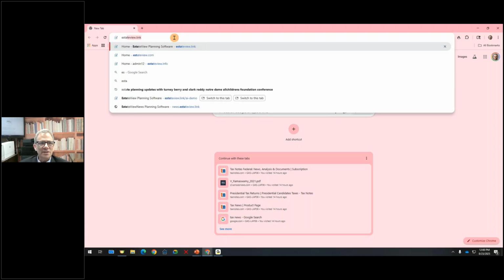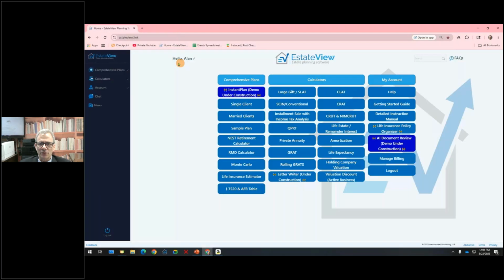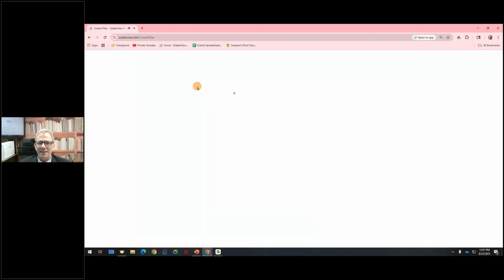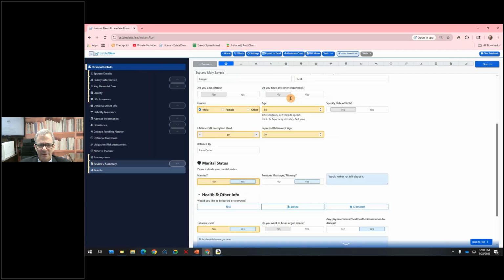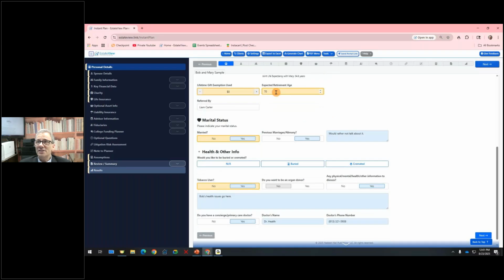So I'm going to go back to EstateView.link, run a second version, and I'm going to go to Instant Plan. And I'm going to concentrate on the intake questions that will fuel my calculators. So you've got Bob Sample, goes by Bobby. He's male. He's 55. He's never used any of his exemption. He would like to retire at age 70. I'm just going to handle the yellow inputs. These are the ones that go into our calculators.